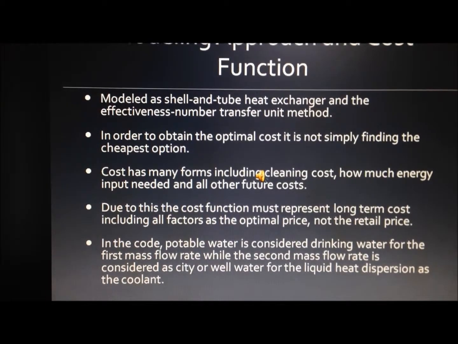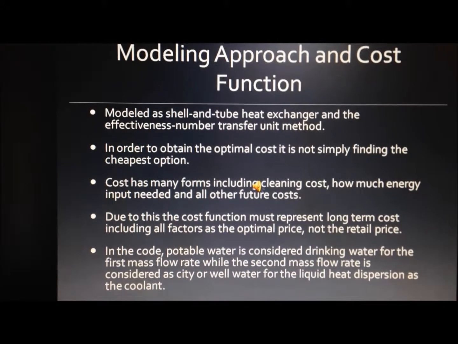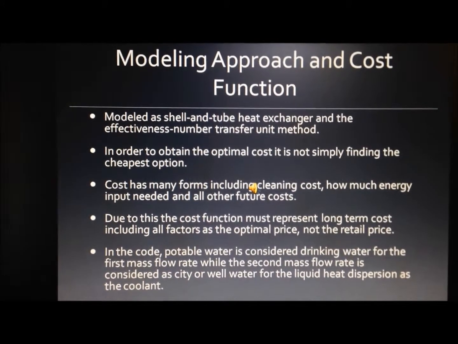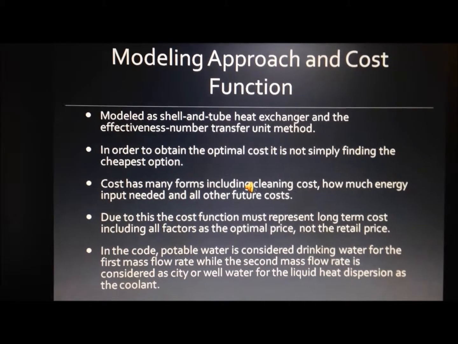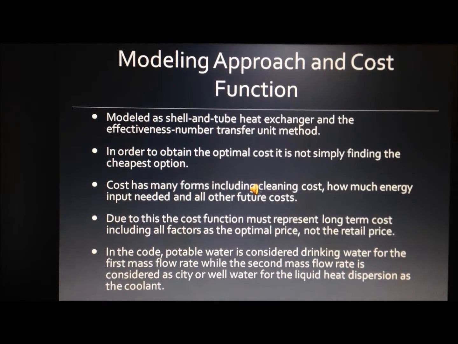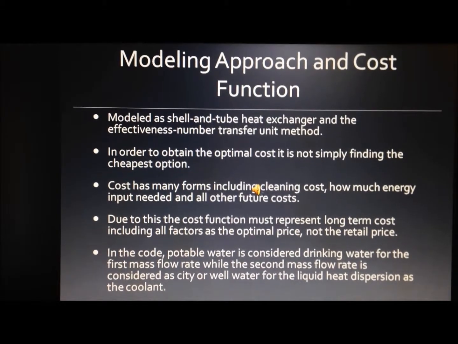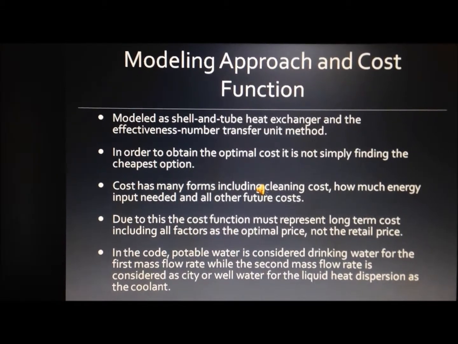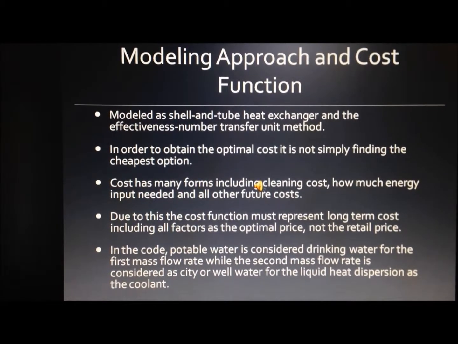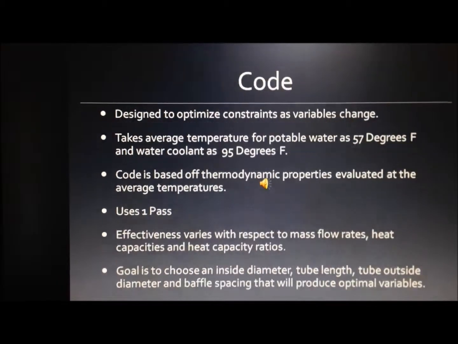This design is modeled as a shell and tube heat exchanger and the effectiveness number of transfer units method. In order to obtain the optimal cost, it's not simply finding the cheapest option. There are other long-term costs such as cleaning fees and maintenance issues. In this code, potable water is considered drinking water for the first mass flow rate, while the second mass flow rate is considered city or well water for the liquid heat dispersion as coolant.